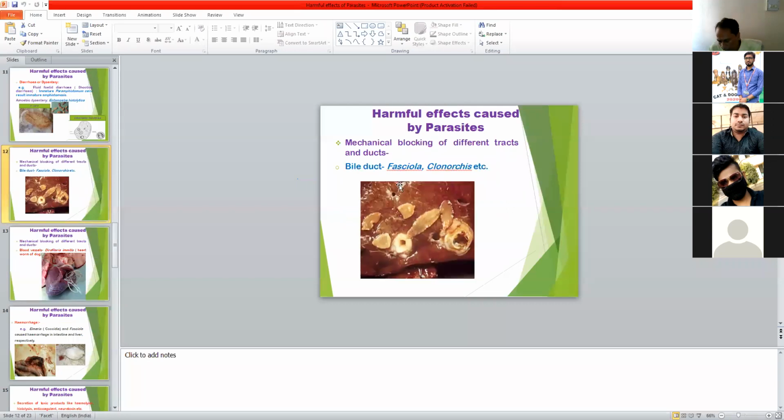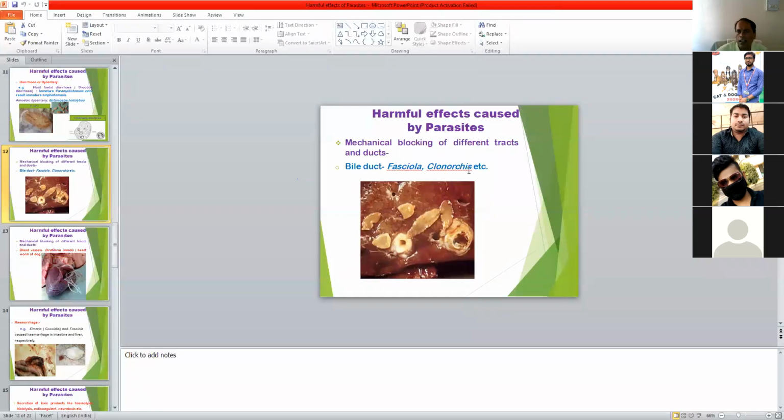Then mechanical obstruction of the bile duct, like Fasciola. Fasciola जैसा हम पहले बता चुके हैं, immature fluke is found in the liver parenchyma, and adult Fasciola is found in the bile duct. These are leaf-like structures, and Fasciola is found in the bile duct. Bile duct देख सकते कितना narrow होता है, उसमें यदि parasite रहेगा, then it causes obstruction and blocking of the bile duct. That leads to hindrance in the function of the bile duct.